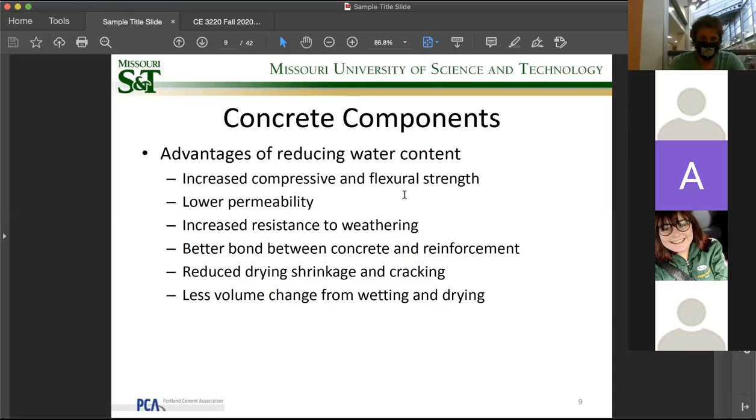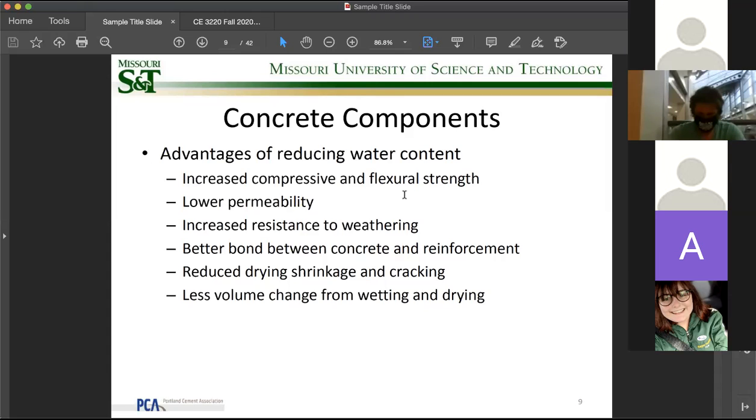And it also increases the bonding between concrete and reinforcement. Okay, what is the bonding? It means if I stick a rebar in the concrete, when trying to pull it out, it's going to be very hard if I bond them perfectly. That means whatever stress the concrete is seeing can be perfectly transferred into the reinforcement.